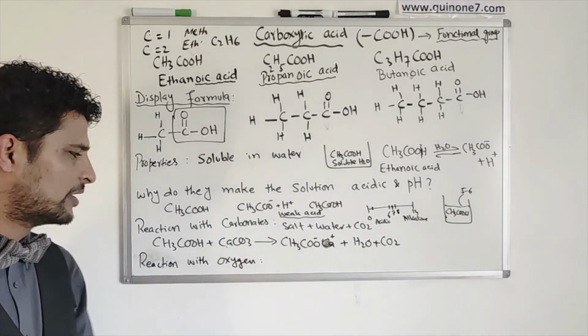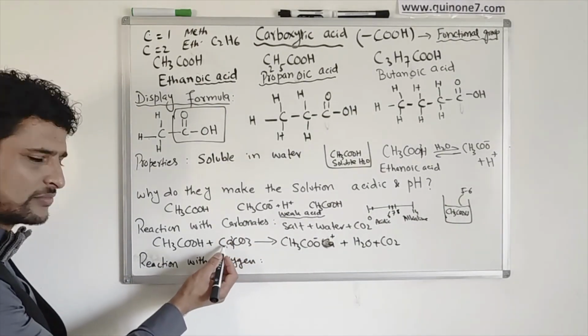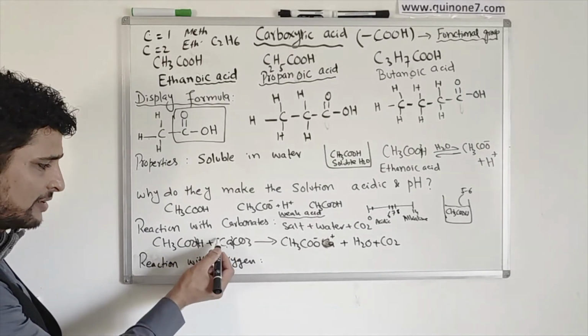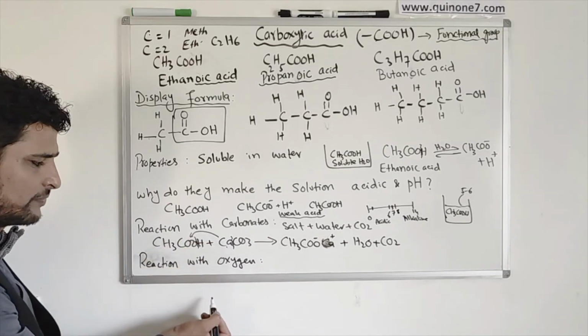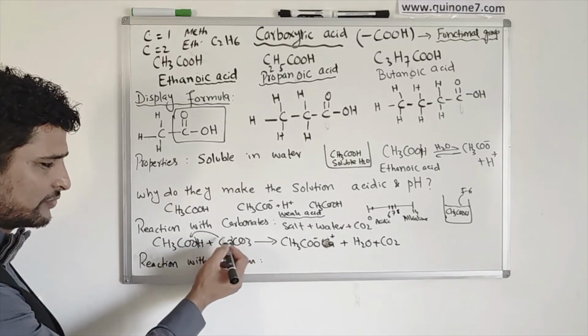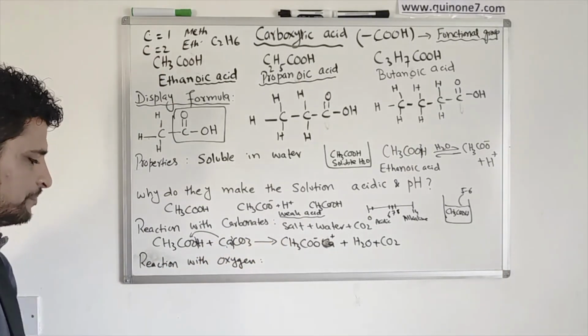So you need to remember how to predict the names. You remove the metal from the carbonate, you remove the hydrogen from the carboxylic acid. The metal will attach on the oxygen, and you will be left with hydrogen and CO3. That will produce water and carbon dioxide.